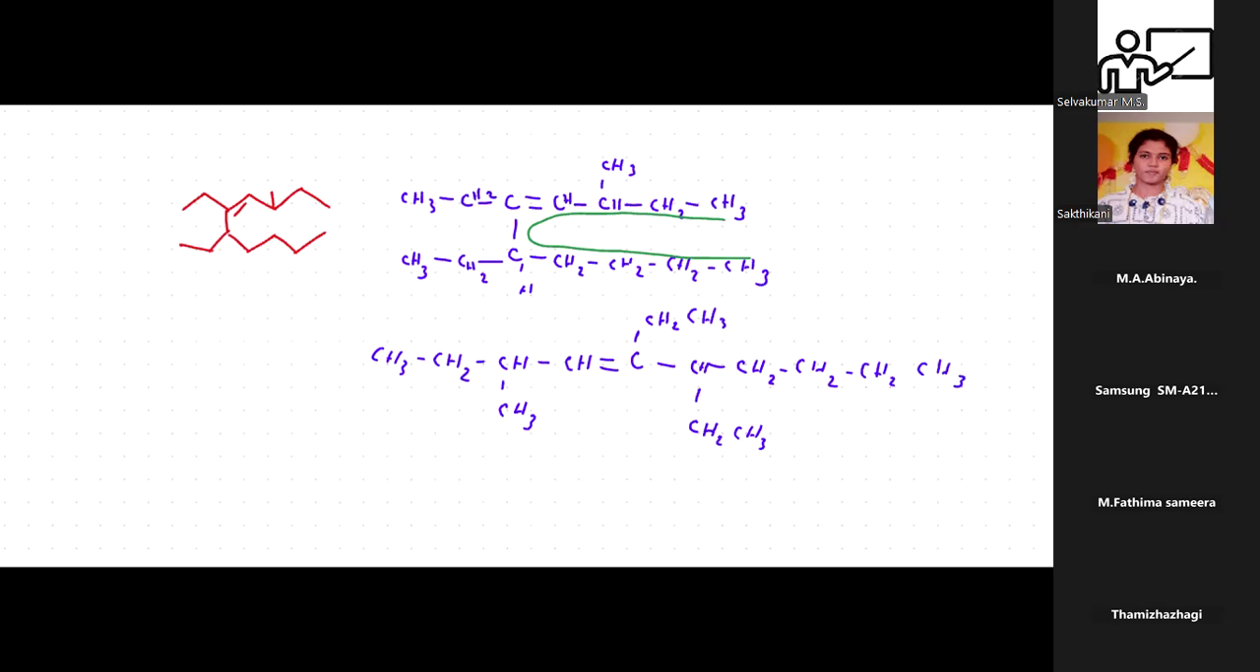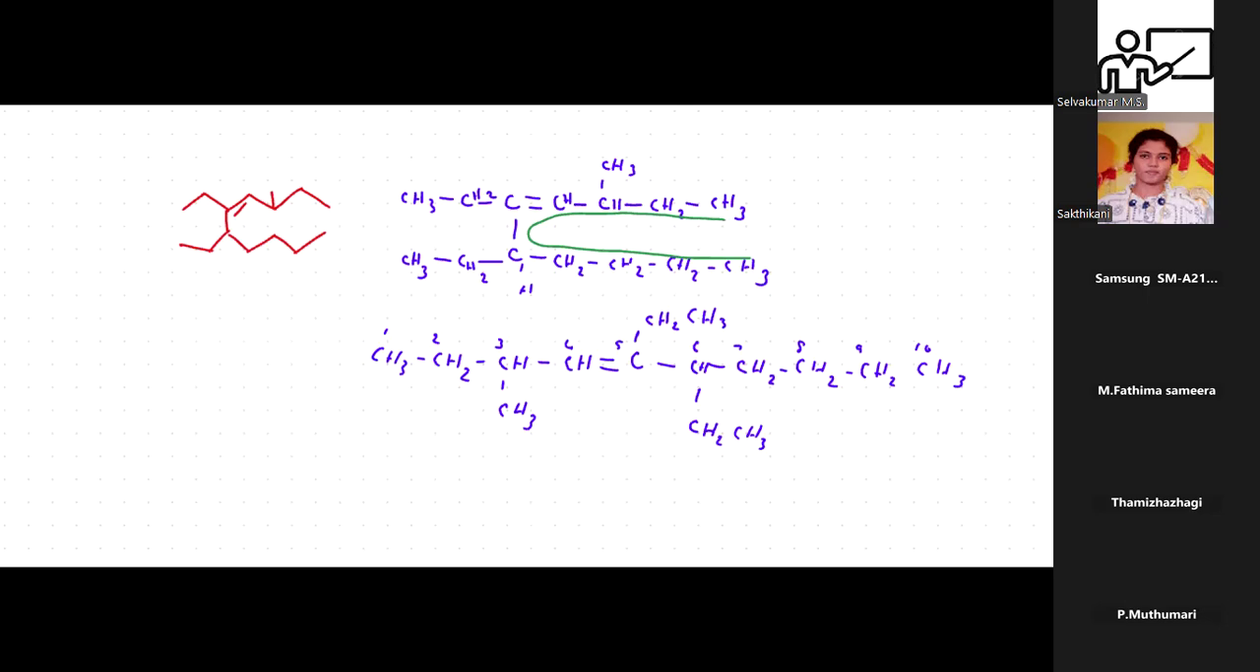So this should get the least number. So it is better to start from here. 1, 2, 3, 4, 5, 6, 7, 8, 9, 10. Now the substitutions. In the third carbon, a methyl group is attached. In the fifth and sixth carbons, two ethyl groups are attached. According to alphabetical order of the substituents, the ethyl has to be written first.